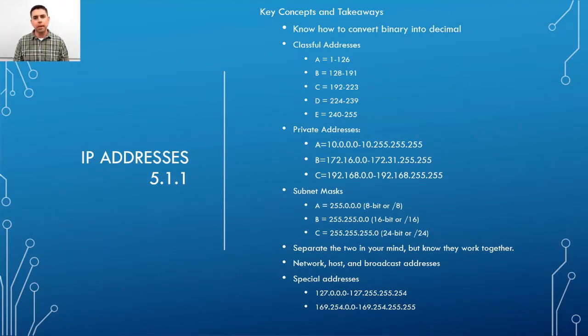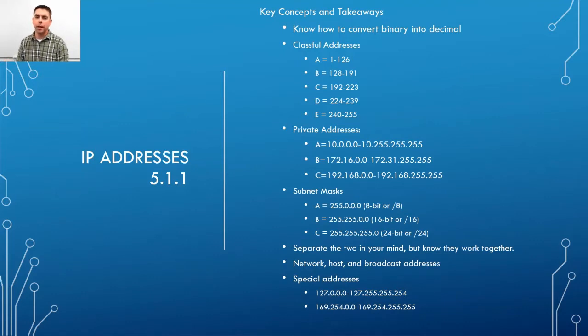The subnet mask is there for the node devices to know network addressing. The IP address is the logical identification number or address of a device. So that's how you would kind of separate the two. They do work together, but separate the two.